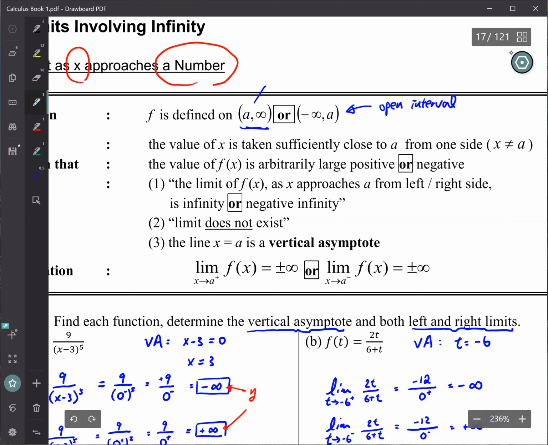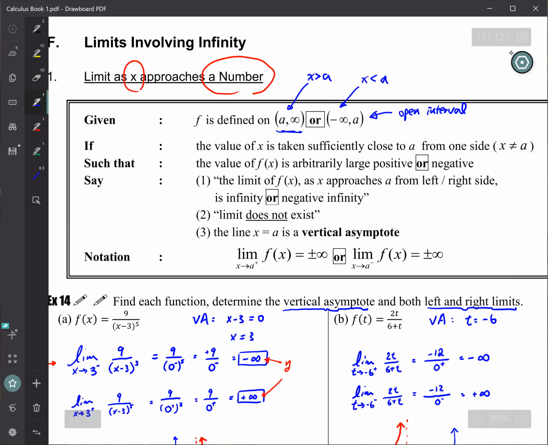So for example, this one means the x value is bigger than a and smaller than infinity. Or you can simply write x is bigger than a. And then this interval is saying that x is smaller than a. It doesn't have an equal sign, because a is where the vertical asymptote happens. So the graph doesn't have any point on a. That's why it's an open interval. Open means it doesn't have an equal sign.